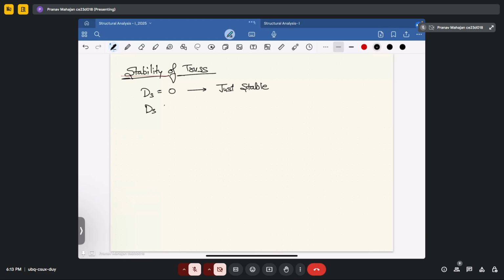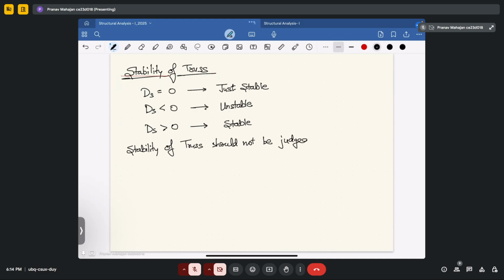When your degree of static indeterminacy is less than 0, you say it to be unstable. When your degree of static indeterminacy is greater than 0, then you will say the truss is stable. But this should not be your criteria every time to judge the stability of the truss. So stability of truss should not be judged only by the above criteria.